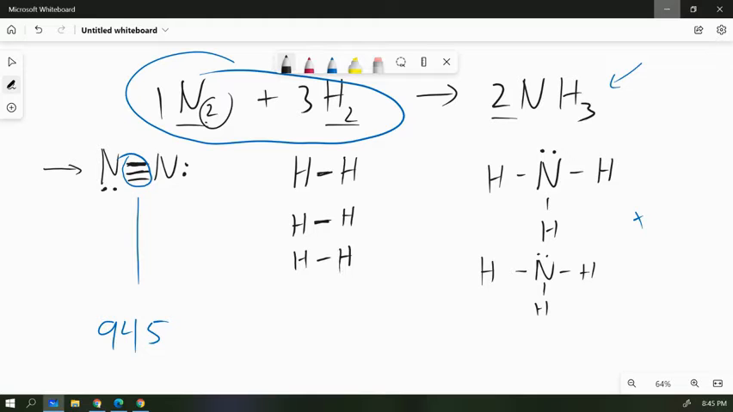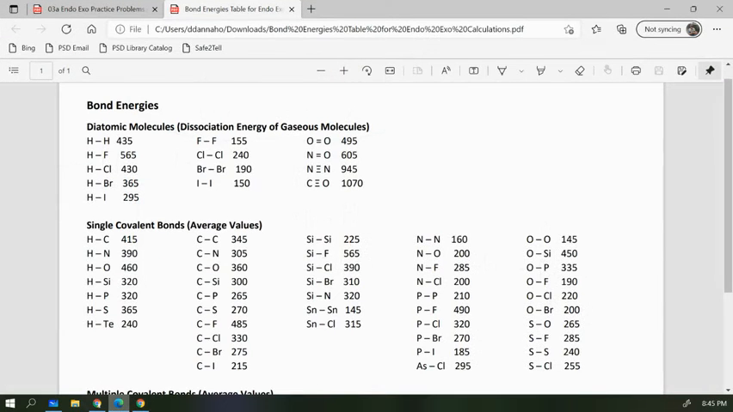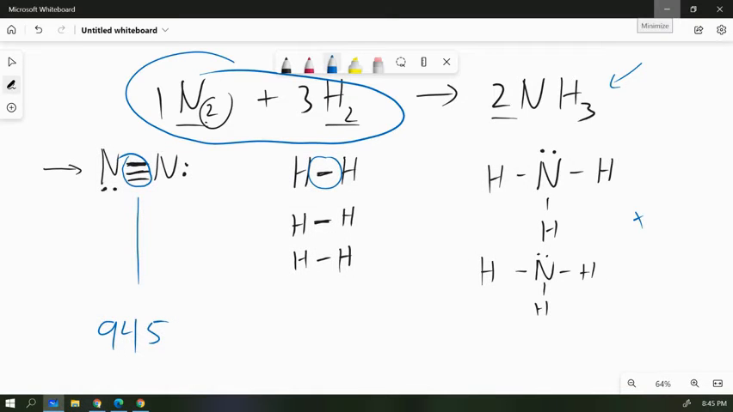What's that hydrogen there? All right, now the next type of bond that has to be broken is a hydrogen-hydrogen single bond. So let's come to our chart here and find a hydrogen-hydrogen single bond. Right here, 435 kilojoules per mole. And I have three of those, 1, 2, 3, so I'm going to have to multiply 435 times 3, and we get 1305.